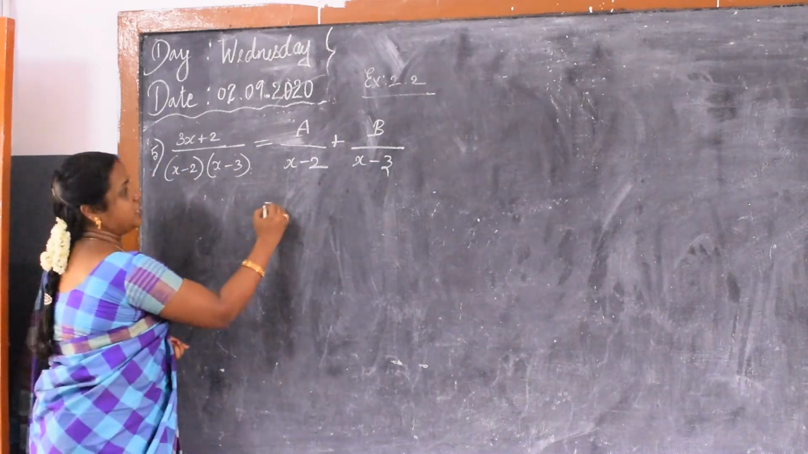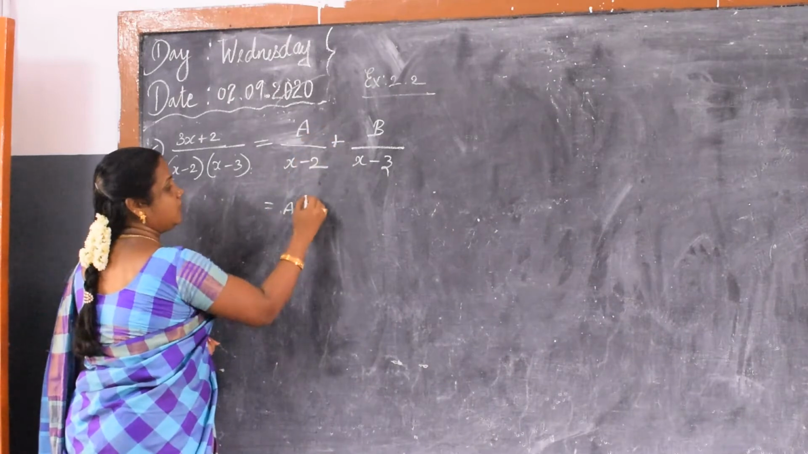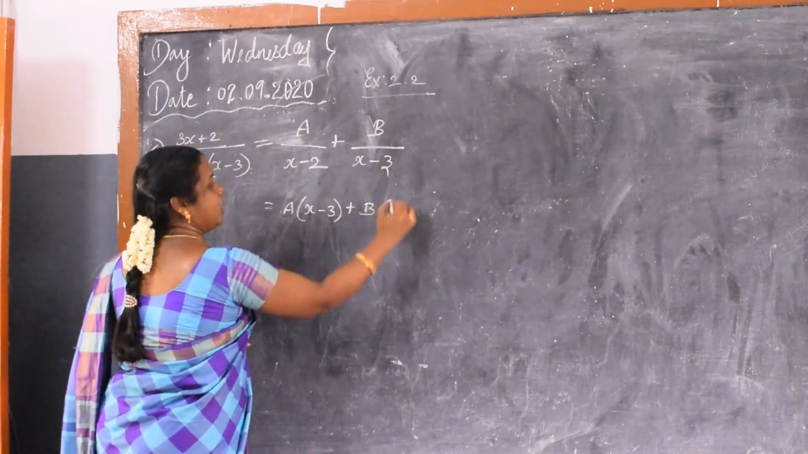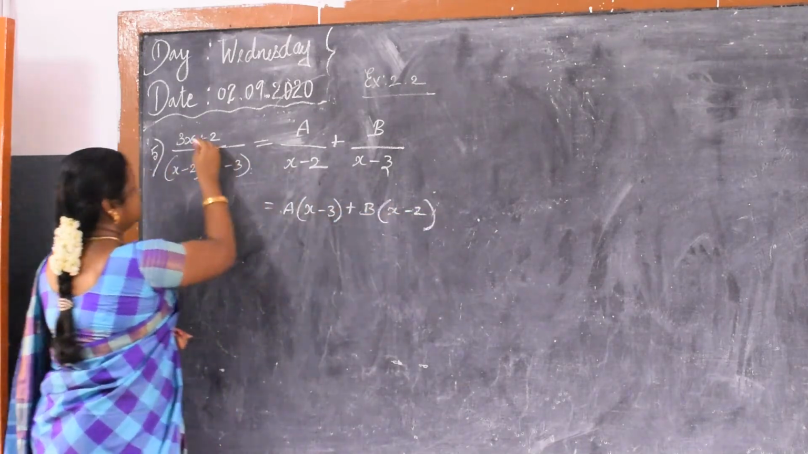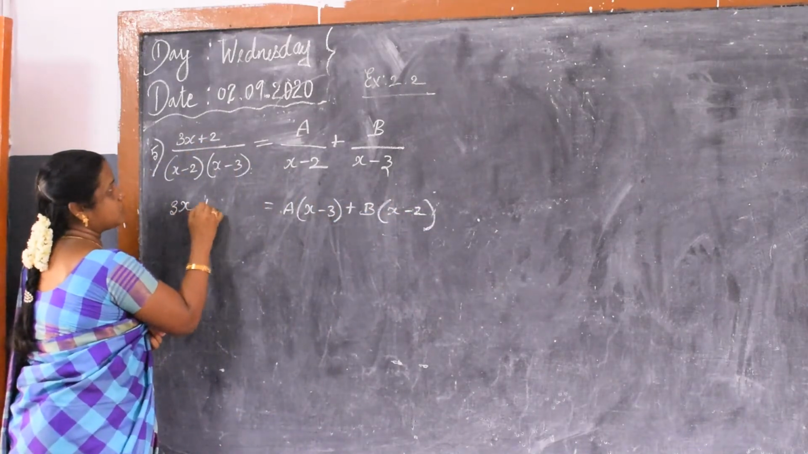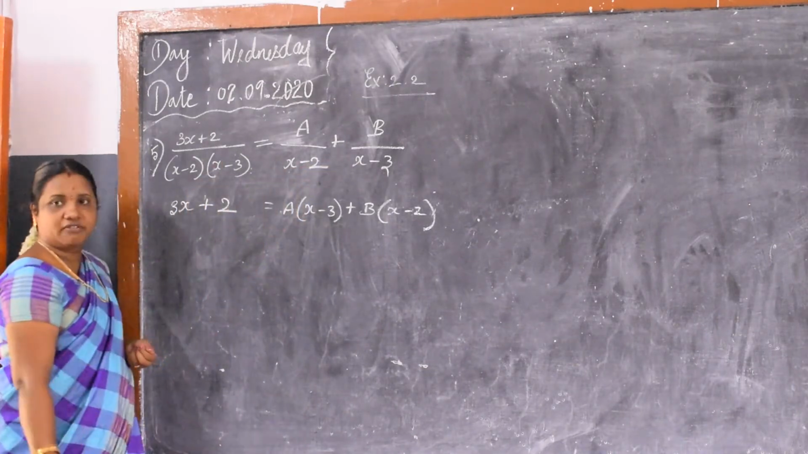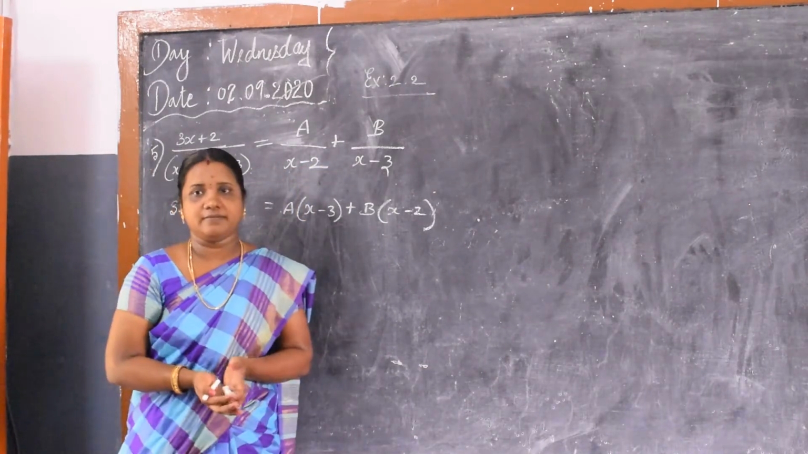Now take LCM. a into (x - 3) plus b into (x - 2). On the left hand side, 3x + 2. Have you understood? The denominator gets cancelled. Now what do we have to do here?